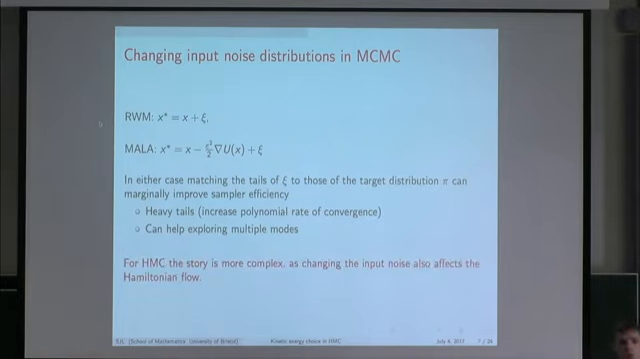With HMC, the story is a little bit different. It's a little bit more complex. The reason is that if you change the input noise, the distribution of the momentum, you don't get this nice linear interaction with what comes out at the end of the proposal, because you're also changing the Hamiltonian dynamics. So there's a non-linear interaction between what I choose as my input noise here, and then something going on here, and what I get out in my proposal. So I might think I'm making a good choice here, but what I end up with at the end might not be such a sensible thing. So it's a little bit more subtle.